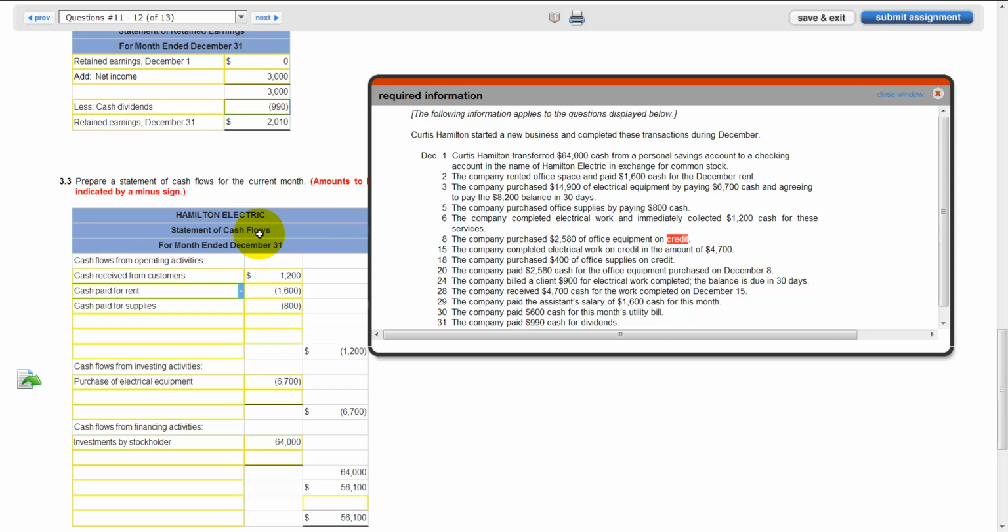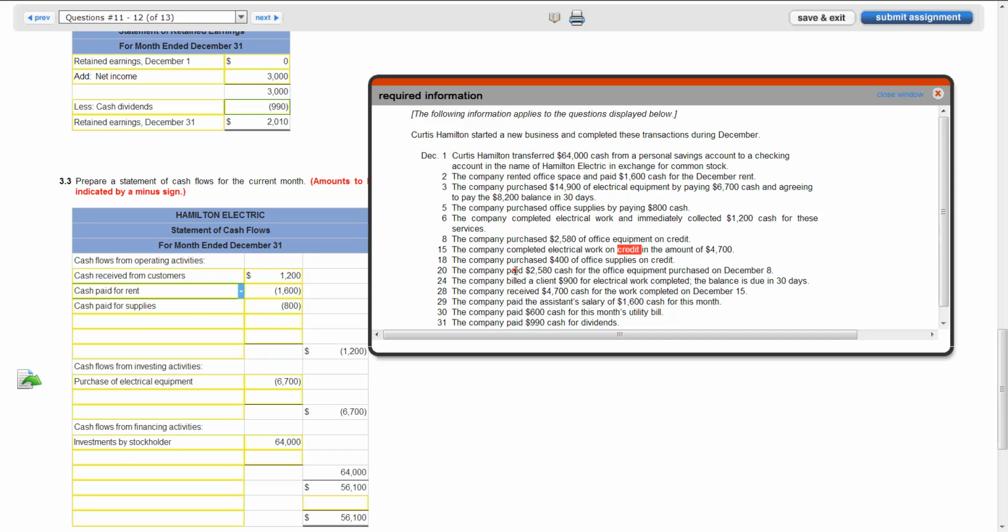At least on the cash flow statement. The company purchased $400 of office supplies on credit. Again, nothing to record here. Well, I did skip one here on credit. We did work and did bill the customer and didn't collect yet. So nothing recorded for the credit transactions.